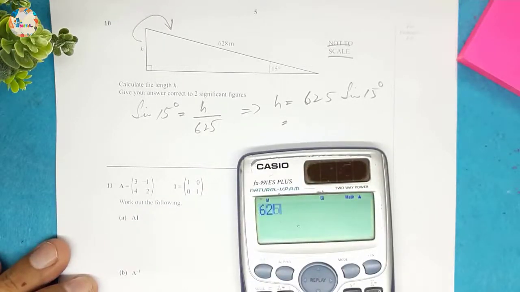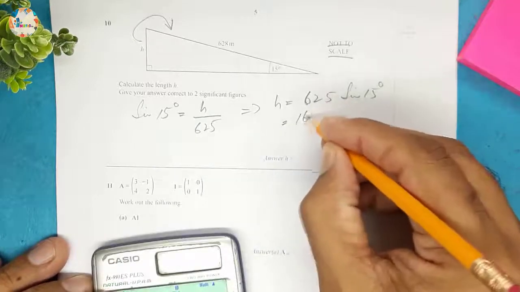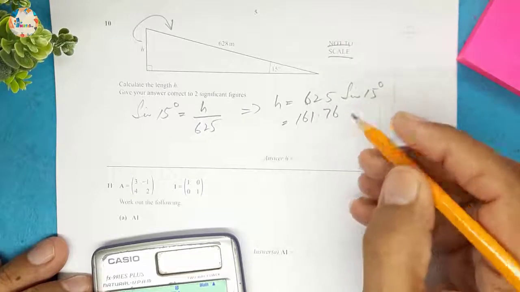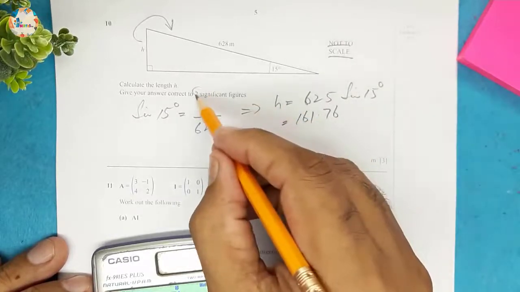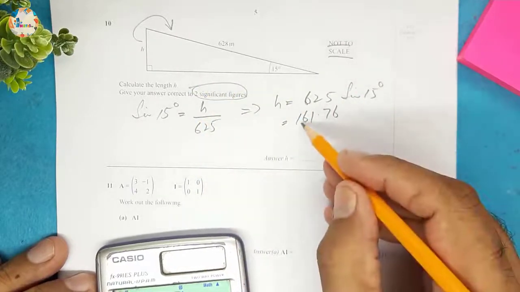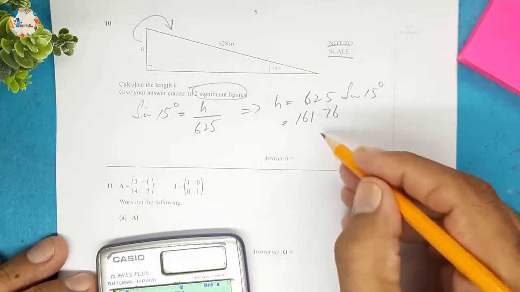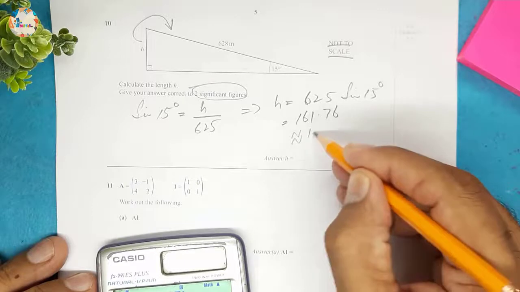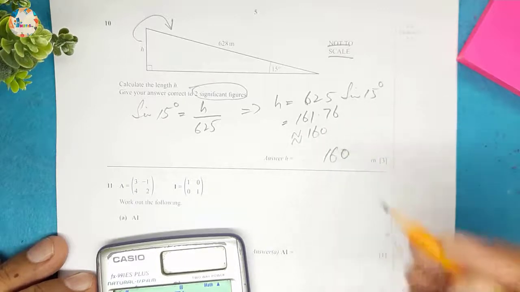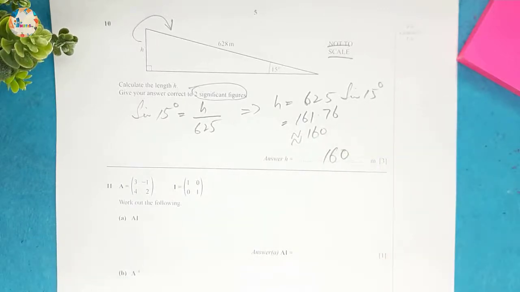So 625 sine of 15 degrees will be equal to 161.76, and they are asking for the answer up to two significant figures. So this and this are okay, but this one we have to change into 0. So 160 will be our final answer for this question.